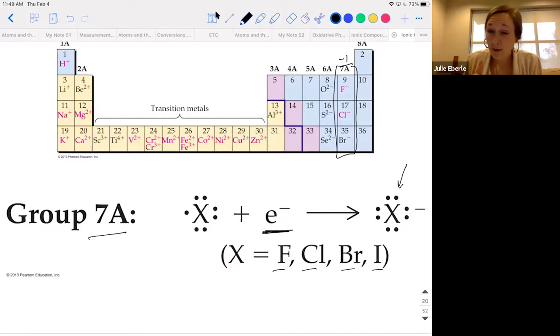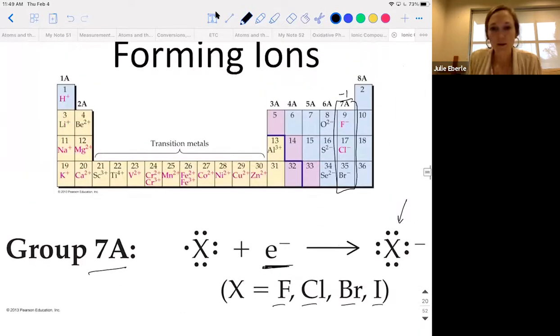Now there's a couple of main groups we haven't talked about. We've talked about 1, 2, 6, and 7. Why have we not talked about 8? We're not going to talk about 8. It's already full. They don't want to give away. They don't form ions, okay?